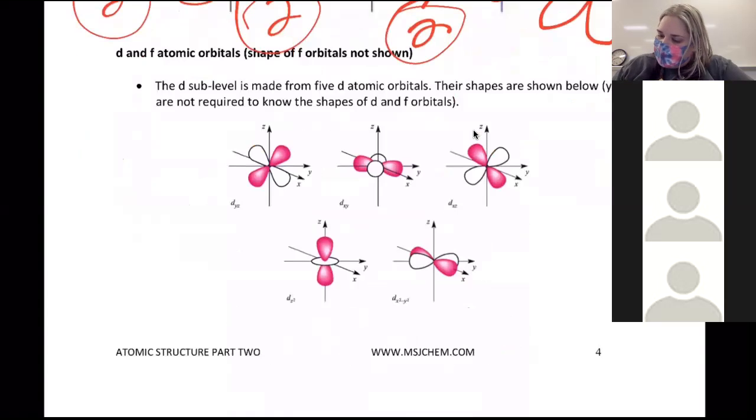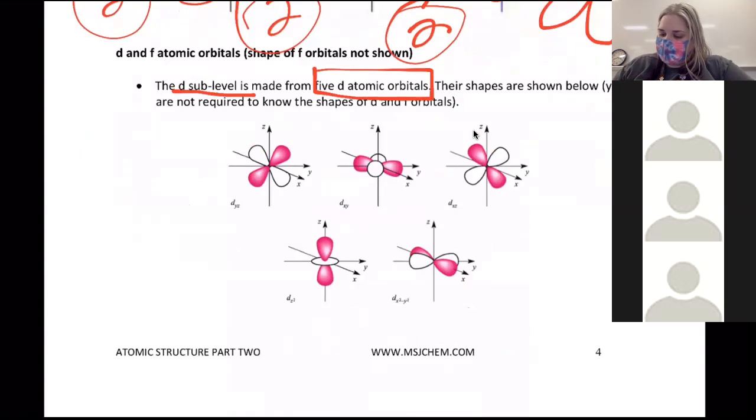So we need to know that the D sublevel has 5 D orbitals. That's why it can hold 10 electrons, because remember, each orbital can hold a pair. So if there's 5 orbitals on the D sublevel, 5 times 2, that's 10 electrons, okay? And it says here you're not required to know the shapes because they're all very advanced. They're weird shapes. And the F are even more complicated.